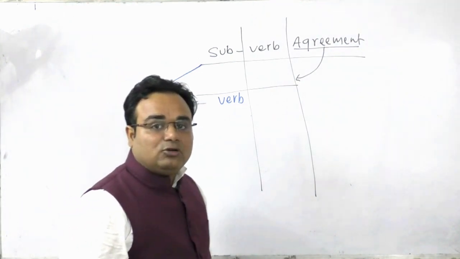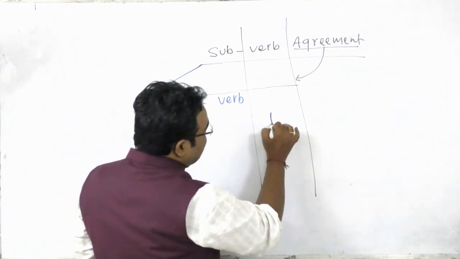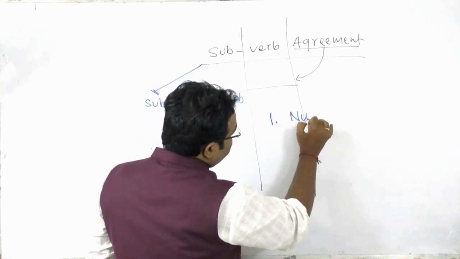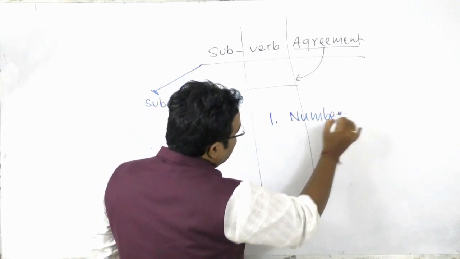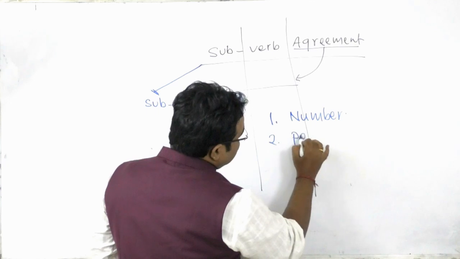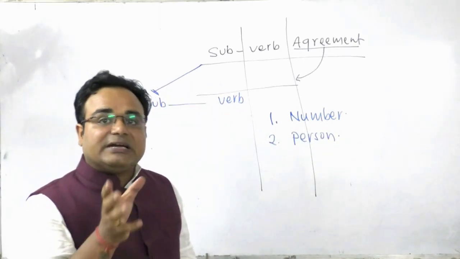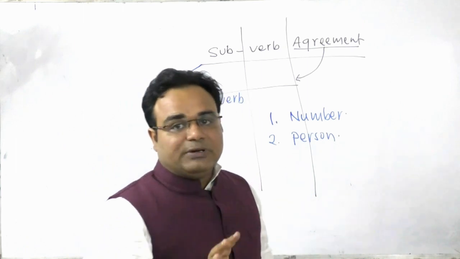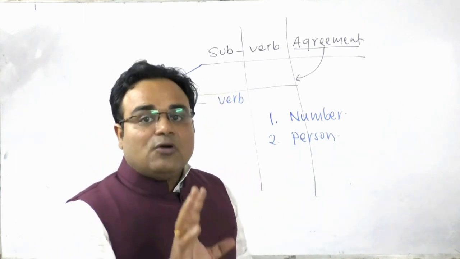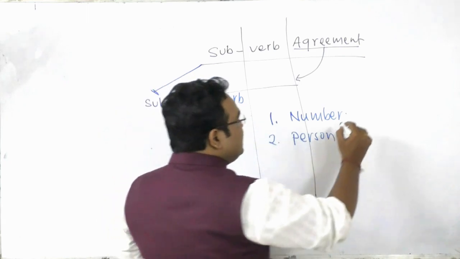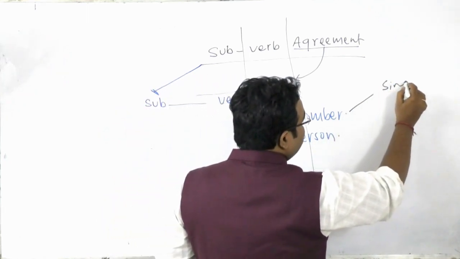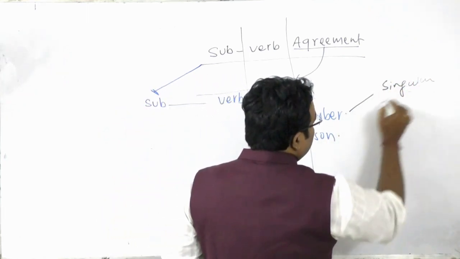Now look, try to make it very simple. At first we will have to know on what conditions a subject will agree with a verb. There are two conditions. Number 1 is number, and number 2 is person. Very simple: a subject agrees with its verb in number as well as person. What do we mean by number? Number means singular or plural.